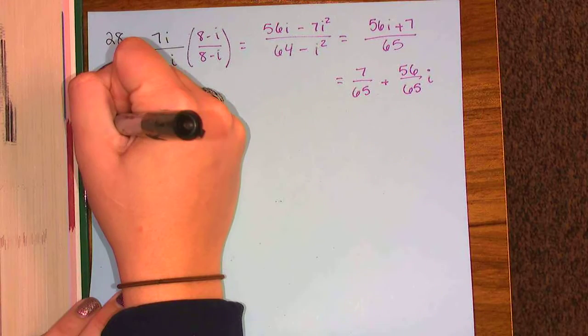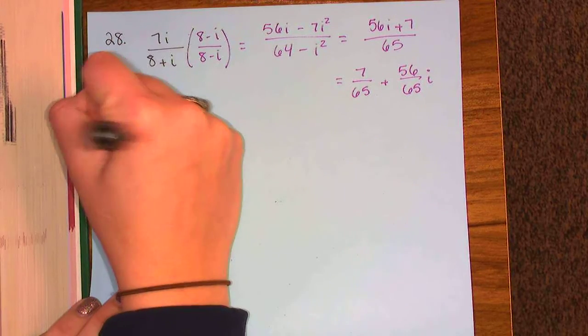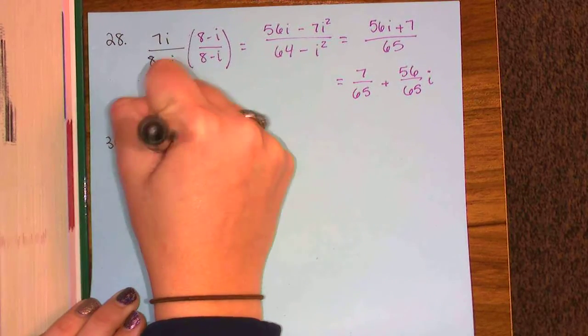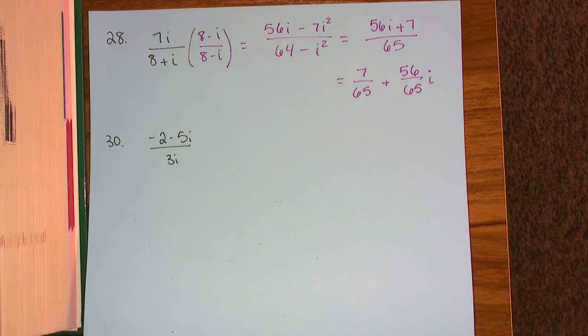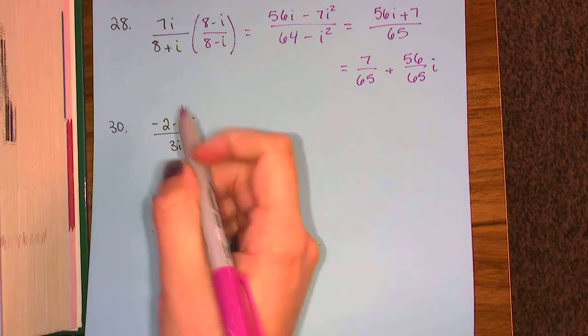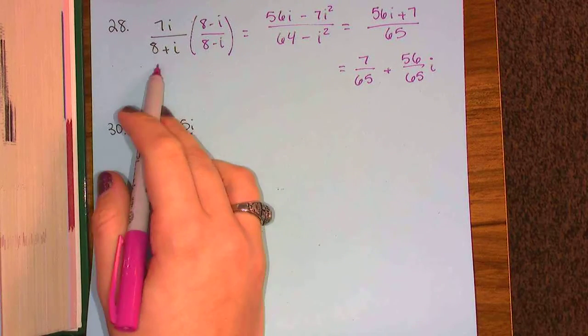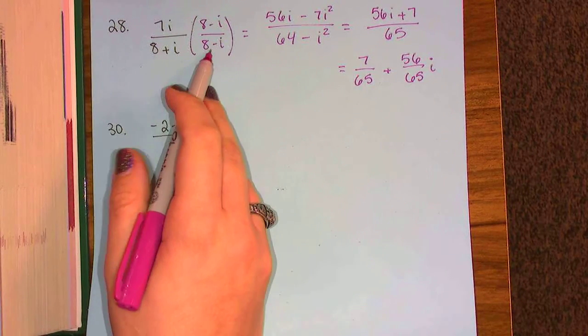Alright, 30. -2 minus 5i over 3i. What do I need to do to get rid of that i on the bottom? Or just i? Because this is just a single term here. This was two terms. We had to get rid of the i. The only way to do that is to multiply it by this.